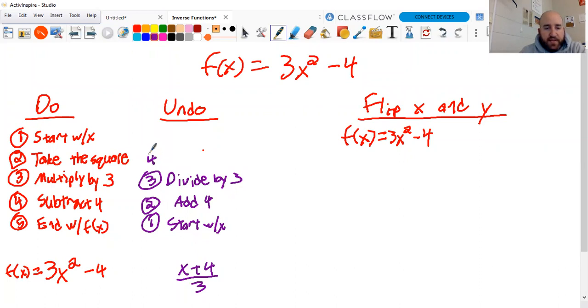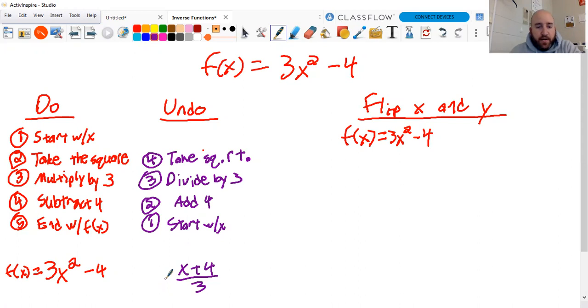And the opposite of taking the square: squares, roots and exponents in general are opposites. Squares and square roots, we've seen that some already this year. Squares and square roots, cubes and cube roots, 4th power, 4th root, 5th power, 5th root, and so on. So the opposite of taking the square is to take the square root. I'm going to shorthand that SQRT, square root.